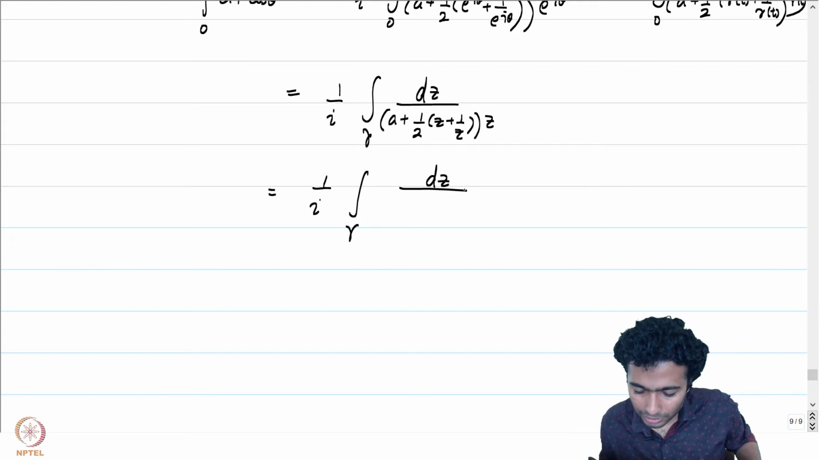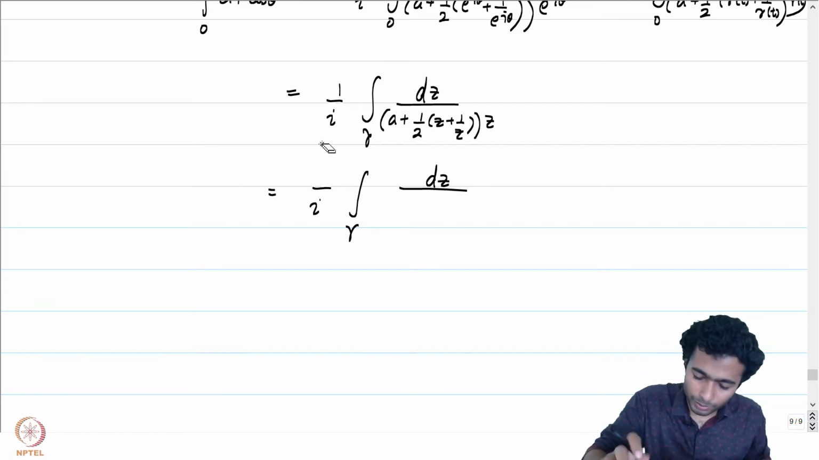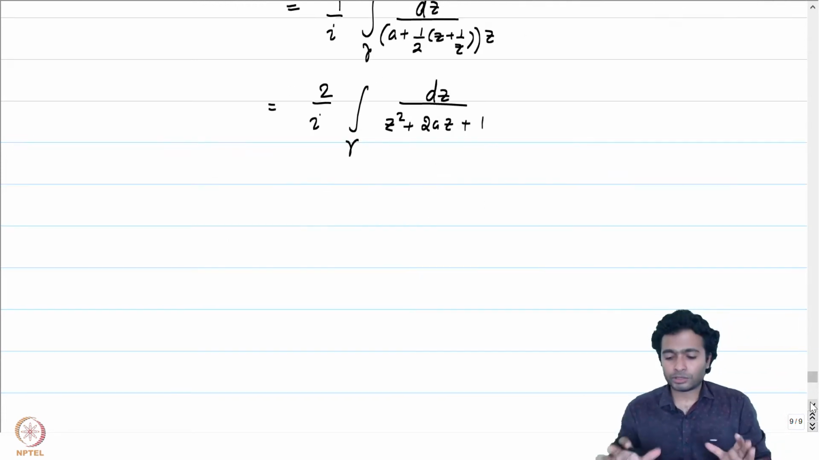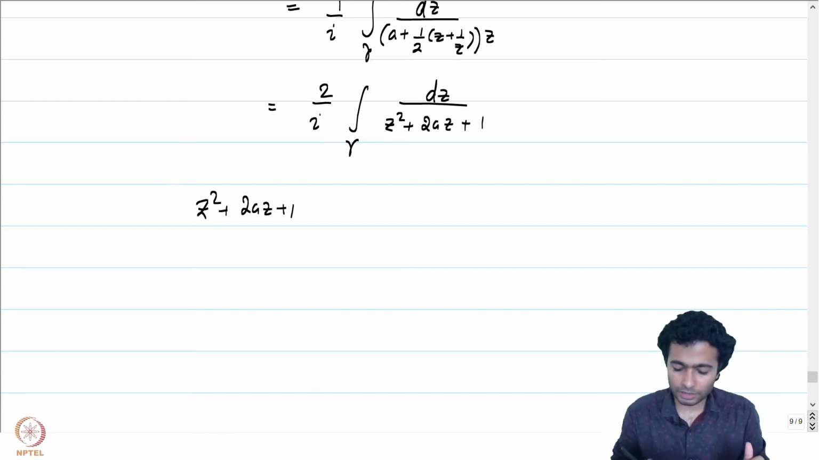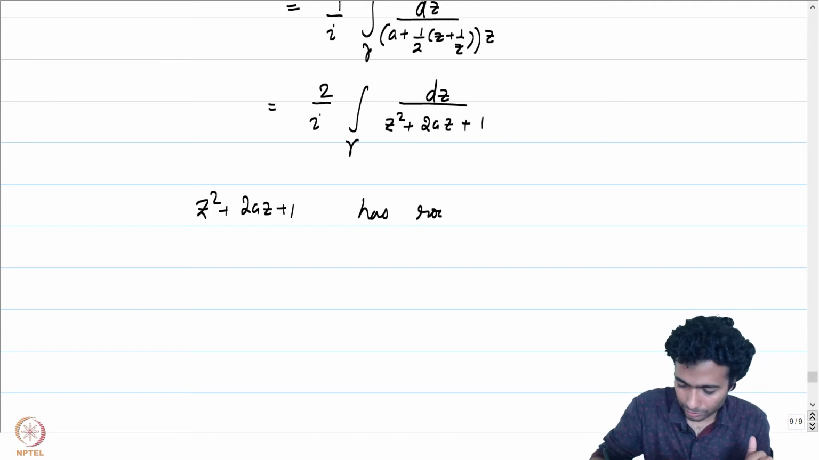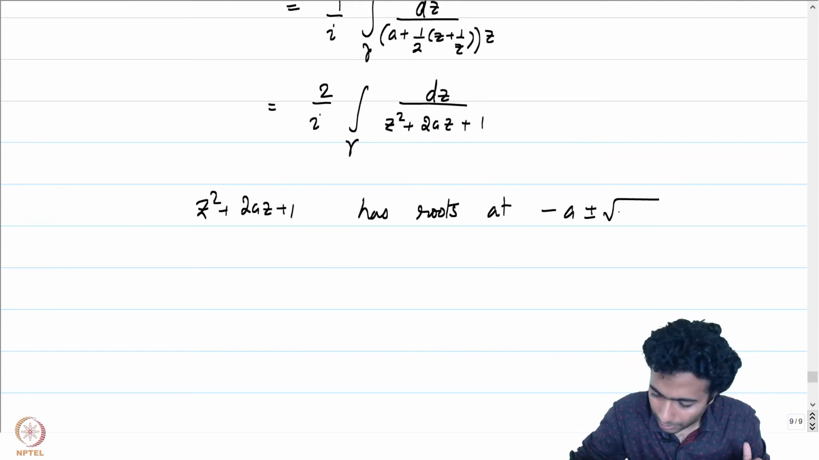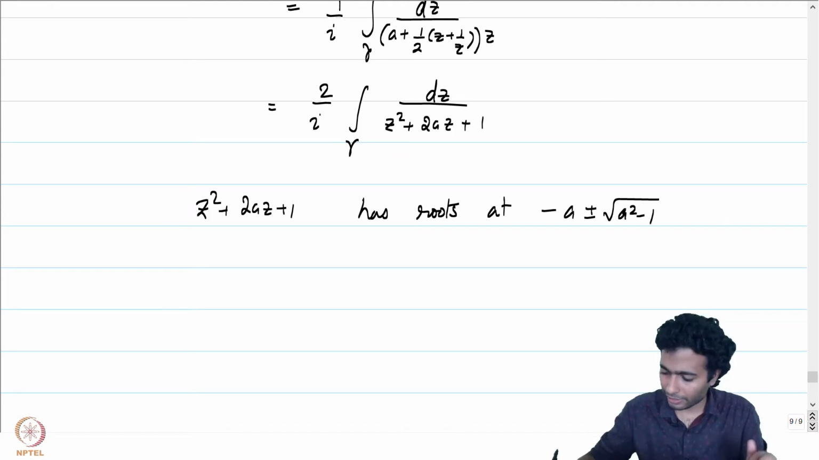So, let me just write down what this integral is going to be. The 2 will go up here. Let me put a 2 by i times the integral of dz by z square plus 2az plus 1. Now, let us focus on z square plus 2az plus 1. This will have roots at minus a plus or minus square root of a square minus 1. I will just leave the checks to you. The 2's will cancel off, and this is what it will be.